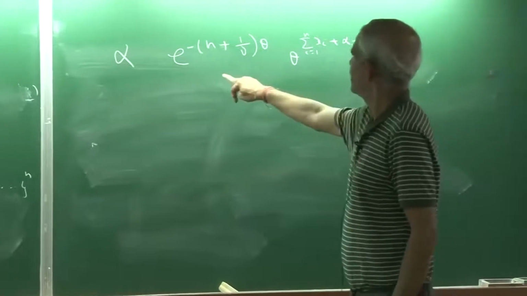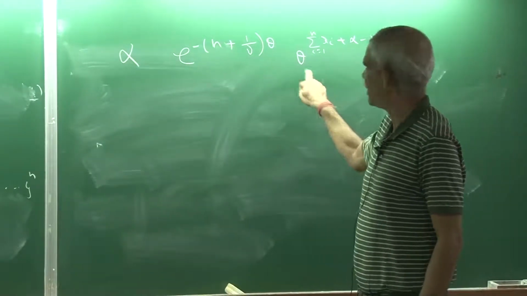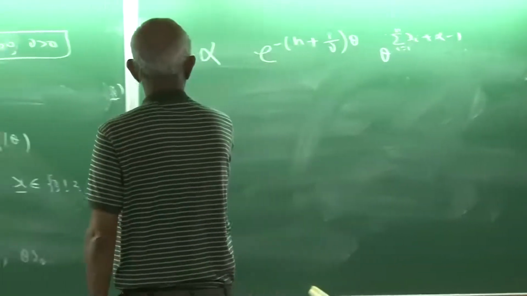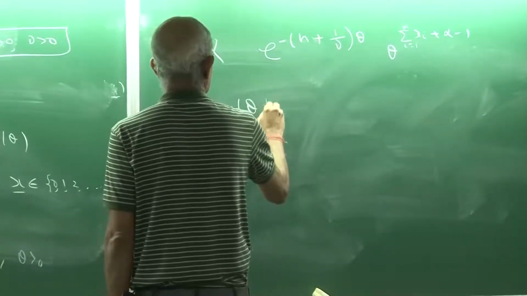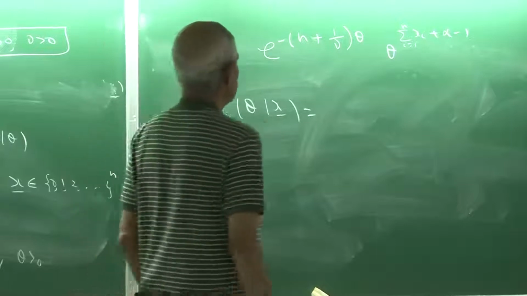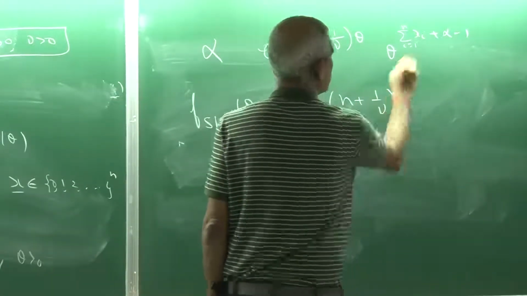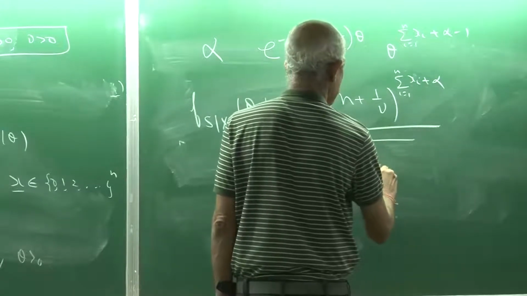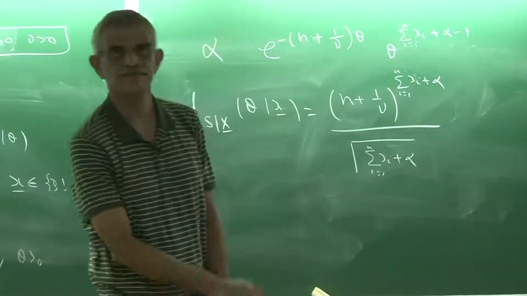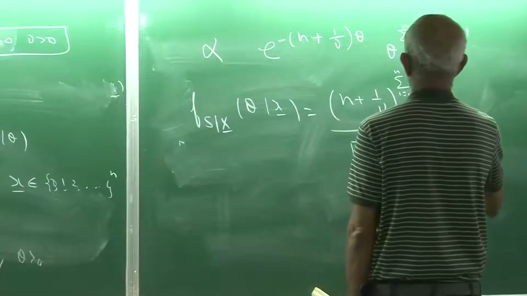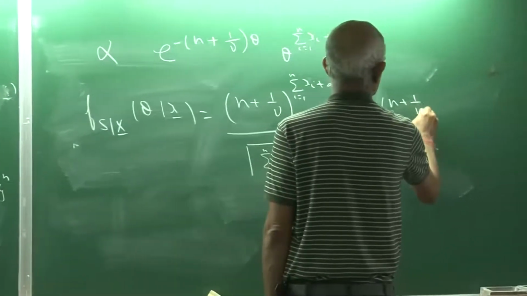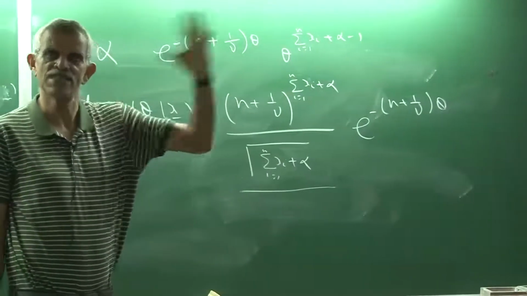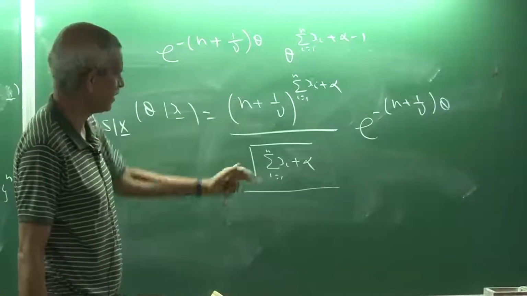In fact, now I know what the constant would be, because it is of the gamma form, theta to the power beta minus 1, e to the power minus beta theta. So in fact, I can directly write down now what would be my posterior distribution. This is nothing but n plus 1 by nu to the power summation xi plus alpha, divided by gamma of summation xi plus alpha, e to the power minus n plus 1 by nu, theta. So these are the proportionality constant, right? Because the total integral has to be 1, and I could immediately relate that this is the PDF of a gamma. Once I know the PDF of a gamma, I know what would be the proportionality constant, which is this, and theta to the power summation xi plus alpha minus 1.